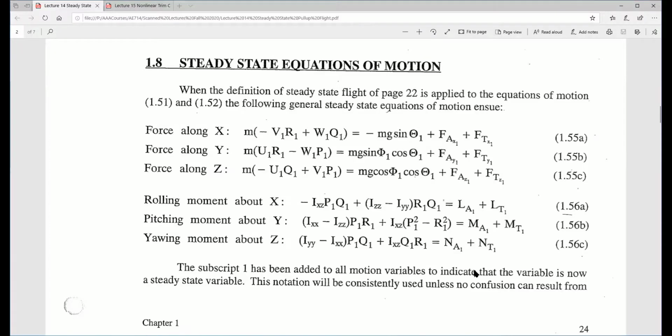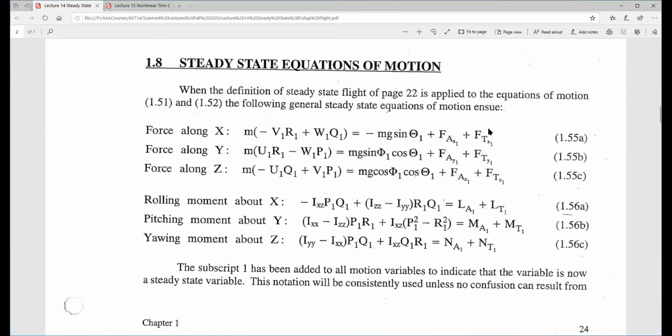So back to chapter 1, the steady state equations of motion. You can see they're going to be simplified a lot because V and R are 0, W is 0. U1 and Q1 are not 0, so we're going to keep this term. V1 goes away. And then in the pitching moment equation, P and R are 0. So the trim solution turns out to be pretty straightforward. The only wrinkle is we've got pitch rate in here that we didn't have in the cruise flight condition.